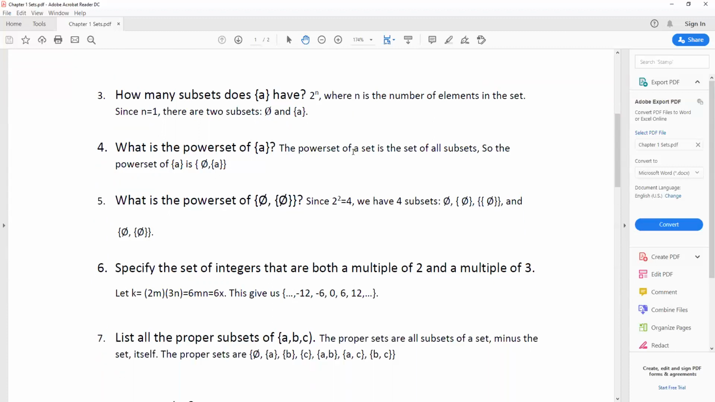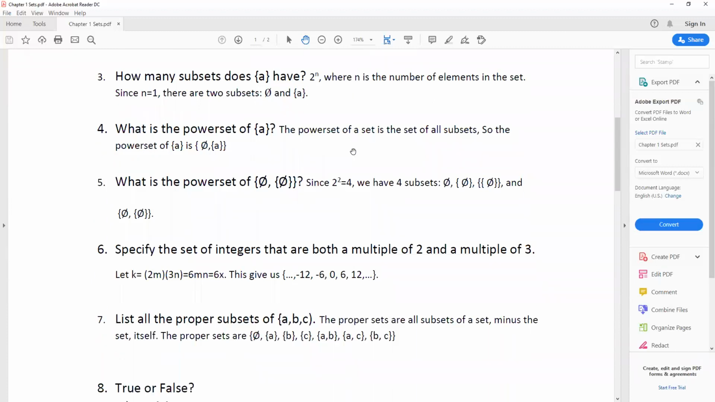Look at number 5. Number 5, what is the power set of the given set? Well, we have 2 elements here, right? We have the empty set, that's the first element in the list. The second element is the set containing the empty set. Since we have 2 elements, we have 2 squared, which is 4. Therefore, there are 4 subsets.